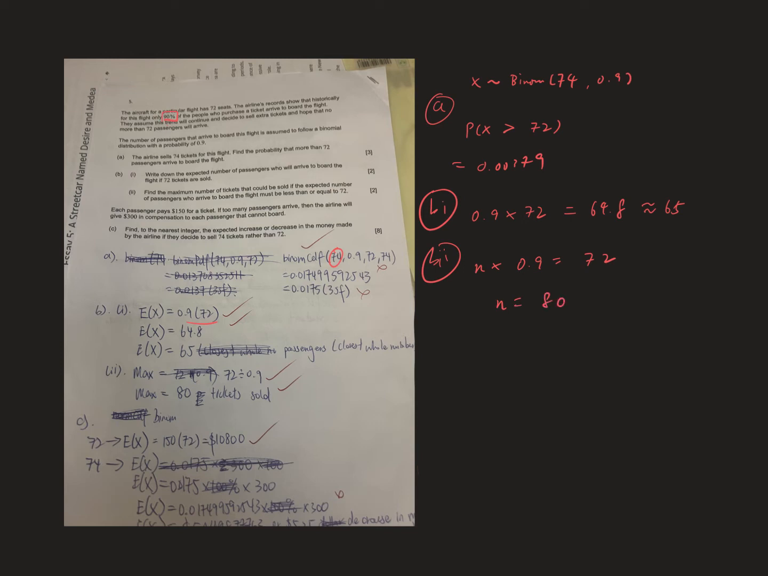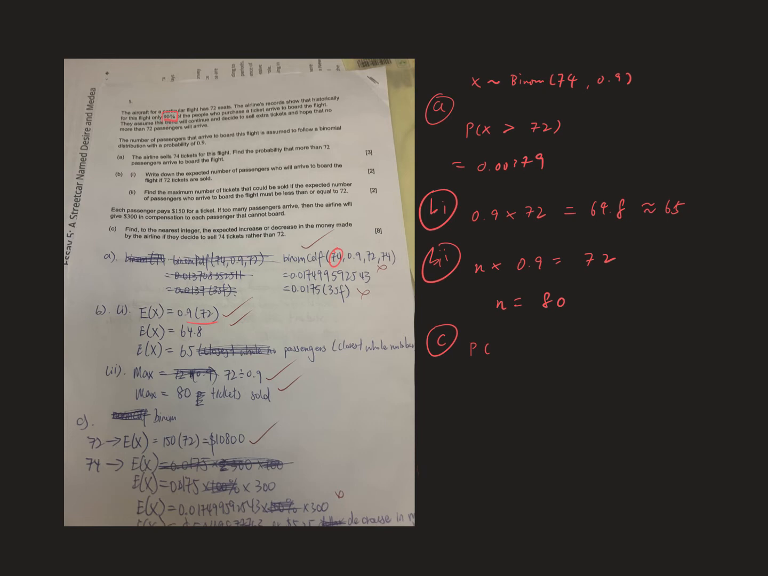Okay. Then here comes the last part, part C, which is the most difficult part. Right now we have two scenarios. The first one is that the airline company sells 74 tickets instead of 72. If that extra person arrives, then the company has to pay extra if he can't board the flight. Therefore we have two possibilities where we have to pay compensation.